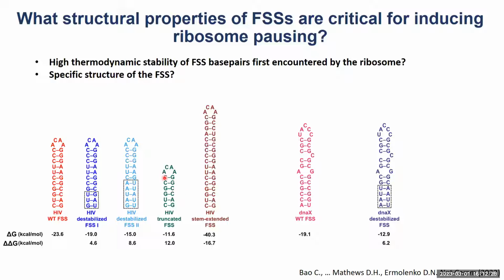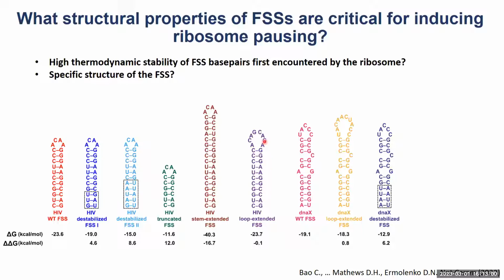We also created a truncated version of the HIV stem loop by deleting the upper stem of the stem loop. So the bottom pairs that are first encountered by the ribosome are the same as in the wild type HIV stem loop. We also created an extended stem loop, which is much more stable than the original one. And by the way, the predicted stability of each construct is shown here as delta G, and the changes in stability relative to the wild type are shown as delta delta G. And finally, we changed the loop sequence, the extended loop sequence, in both HIV and DNAX constructs to see the contributions of the loop sequence to the pausing.